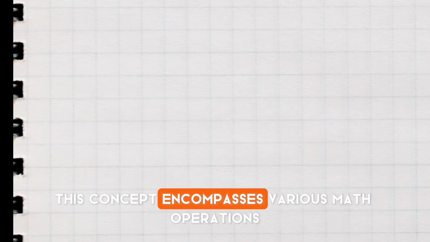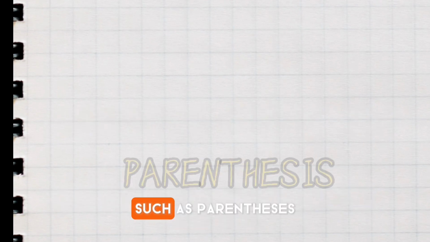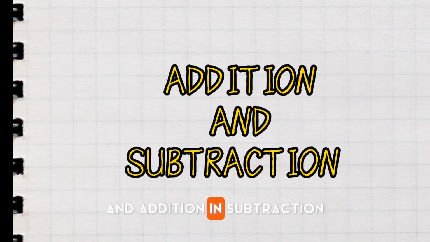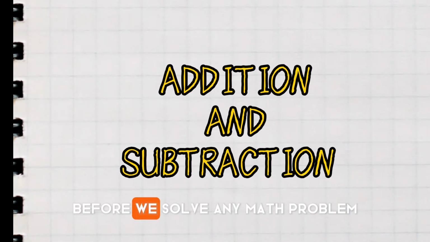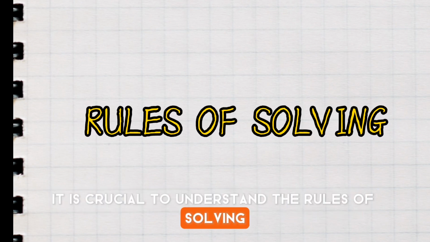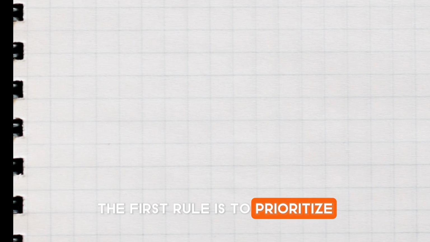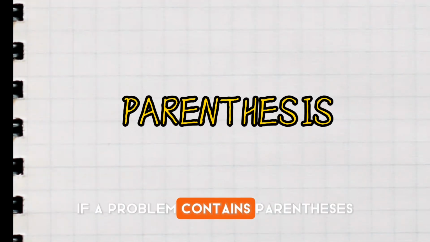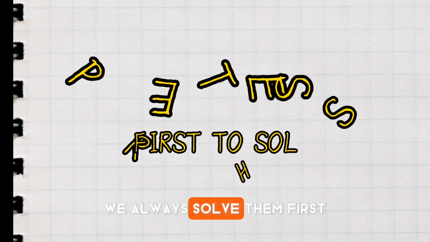This concept encompasses various math operations such as parentheses, exponents, multiplication and division, and addition and subtraction. Before we solve any math problem, it is crucial to understand the rules of solving. The first rule is to prioritize solving any operations within parentheses. If a problem contains parentheses, we always solve them first.